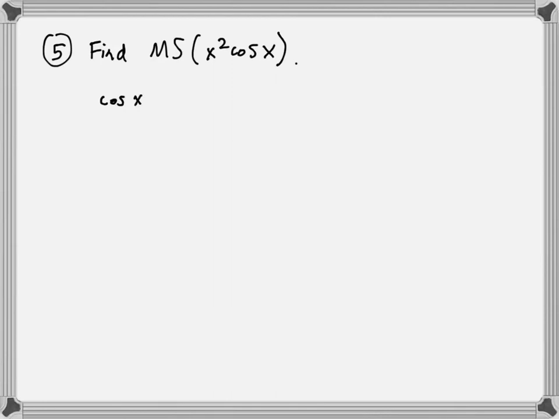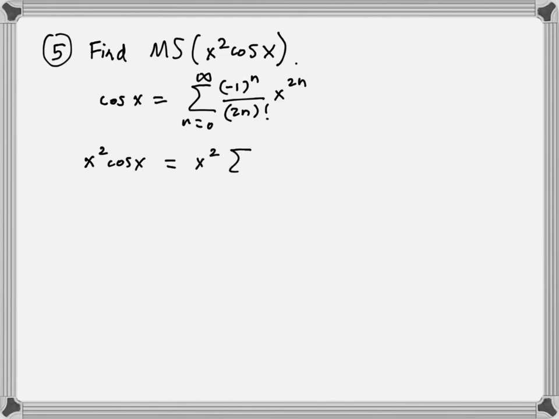We know that cosine of x is equal to the following series: negative 1 to the n over 2n factorial x to the 2n. So if we were to multiply it by x squared, that means we just have to multiply this series by x squared.